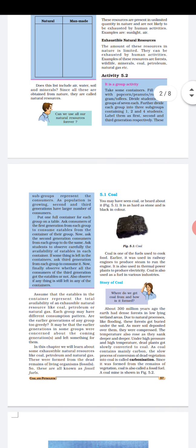In this chapter, we will learn about some exhaustible natural resources like coal, petroleum, and natural gas. These were formed from the dead remains of living organisms, so they are also known as fossil fuels. So let us first deal with coal.